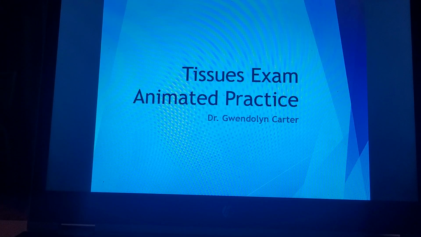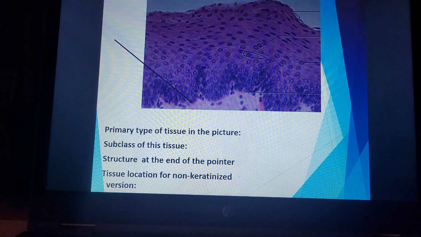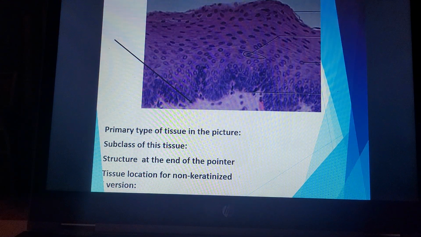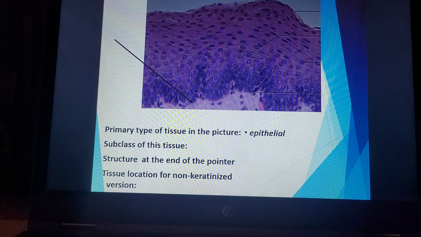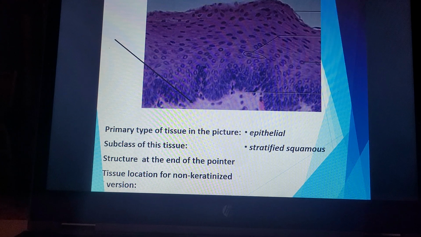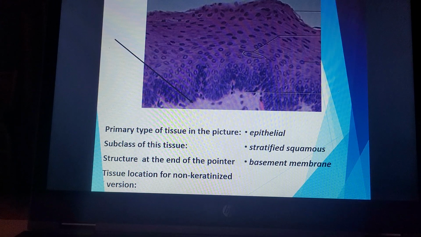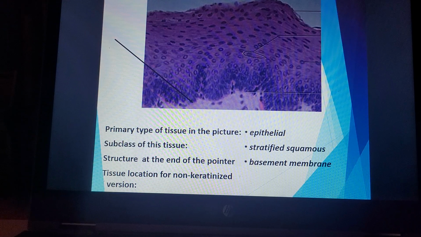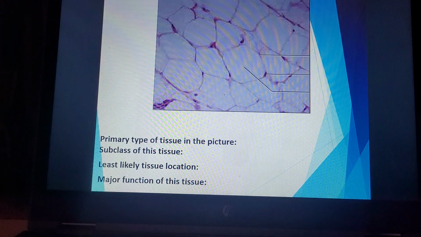Let's go. Primary tissue type. Epithelial. Subclass. Stratified squamous. Structure at the end of the pointer. Basement membrane. Tissue location for the non-keratinized version. In the esophagus.